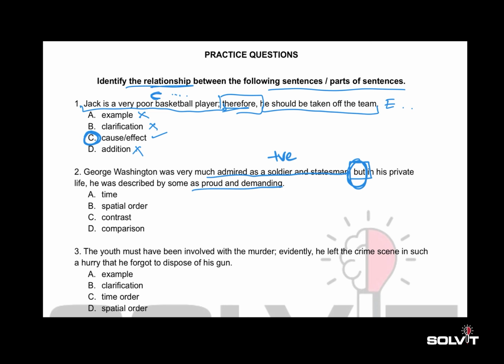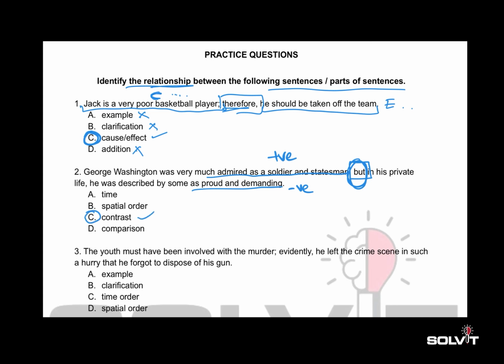What is proud and demanding? They are negative qualities. Okay, so you see what's happening over here? First, this sentence mentioned the positive qualities of George Washington, then it mentioned the negative qualities. So, what's happening here? When we point out the difference between something, what is that called? Is that comparison or contrast? It's contrast, right? So the answer is C.